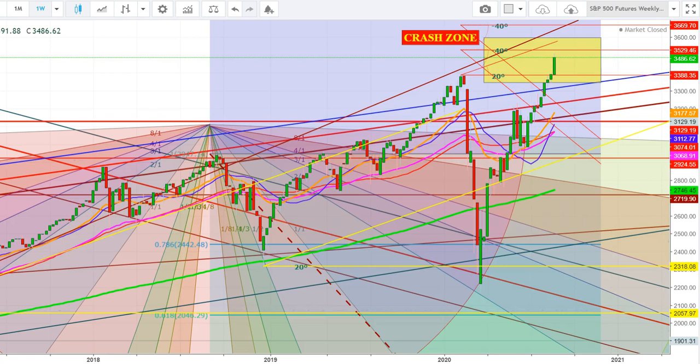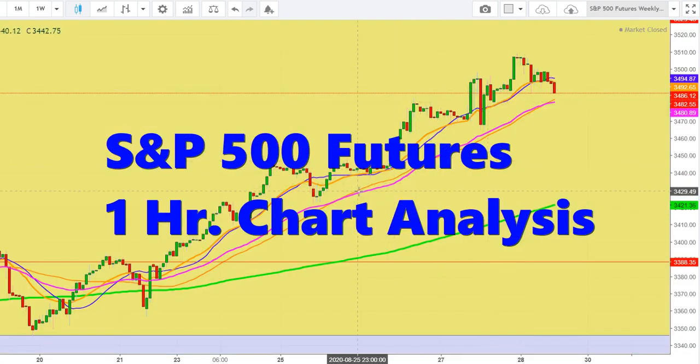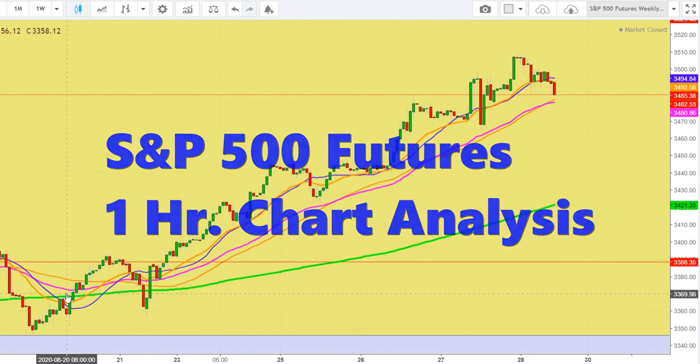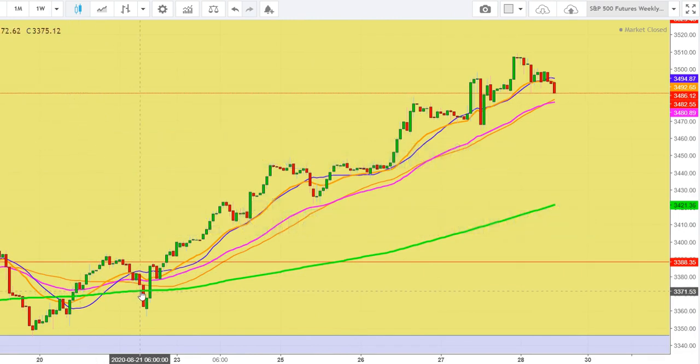So friends, now let's check this move in an hourly time frame. Here in an hourly time frame, you can see that the S&P 500 futures started to move upward from the 200 days moving average, where they sustained for some days. Finally, from August 21st, 2020, the S&P 500 futures showed good strength and finally tested the highs of 3509 on August 28th. After facing stiff resistance at the levels of 3509, currently the S&P 500 futures are trading at the levels of 3486.